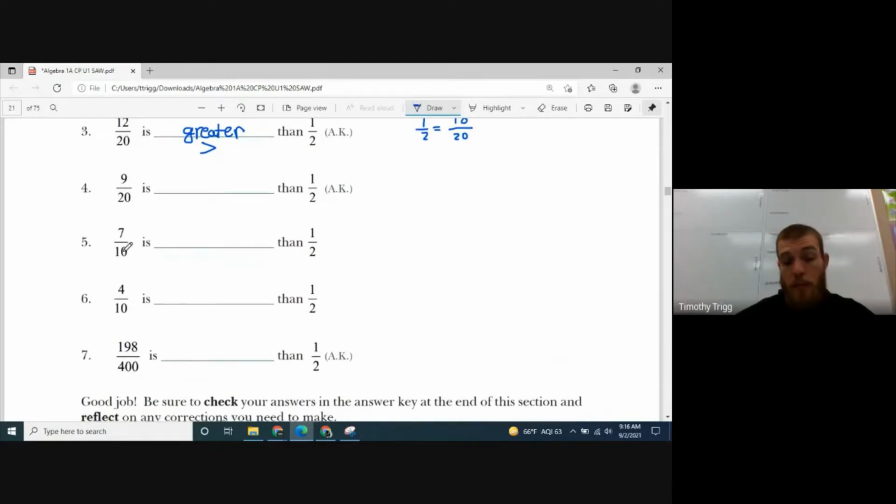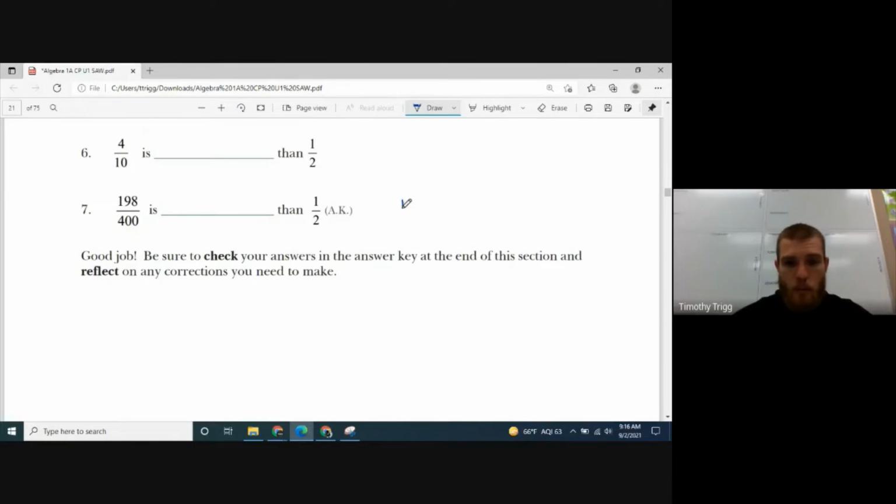Next, let's talk about with the denominator of 10. So if I have 1/2, that would be how many out of 10? So what would this numerator be here? So see if you can figure that out, and then see if you can do numbers 5 and 6 on your own.